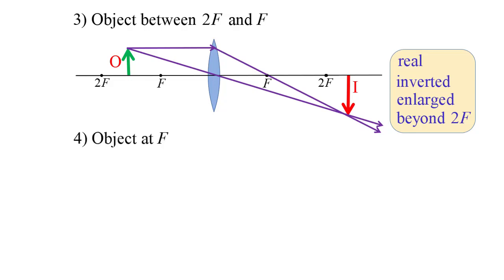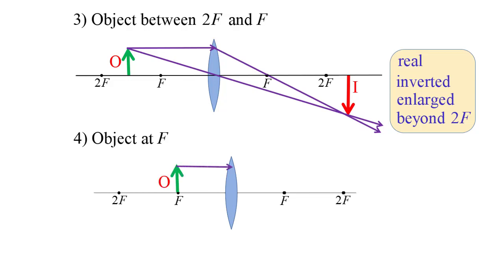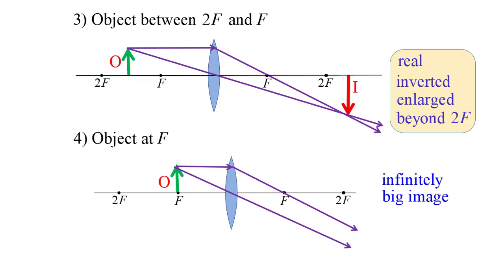Fourthly, when the object is exactly at the focal point f, when we place the object here, what happens is that this ray is refracted through the second focal point. This ray just passes straight through, and the nature of the image is going to be an infinitely big image, and it will be created at infinity.